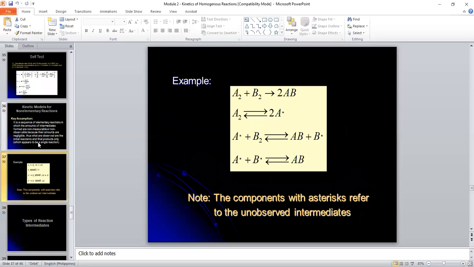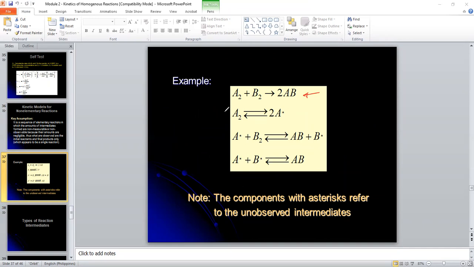This is an example. You're given this hypothetical reaction in which A sub 2 and B sub 2 are reacting to form 2 moles of AB. Now this is the main reaction, or shall I say the overall reaction that is provided.